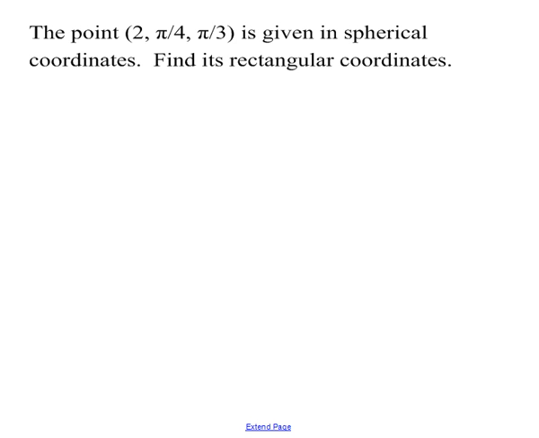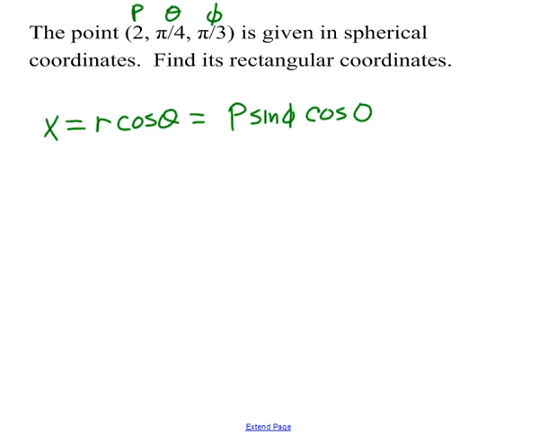So here's my point, and I have to remember, in spherical, this is my rho, that's the distance from the origin to the point. This is my theta, and this is my phi. That's my vertical angle, and theta is my angle in the xy plane to that imaginary sort of radius. All right, I want the rectangular coordinates. So what I know is x is r cosine theta. Oh, but now we know what r is. r is rho sine phi, and then we're going to have cosine theta.